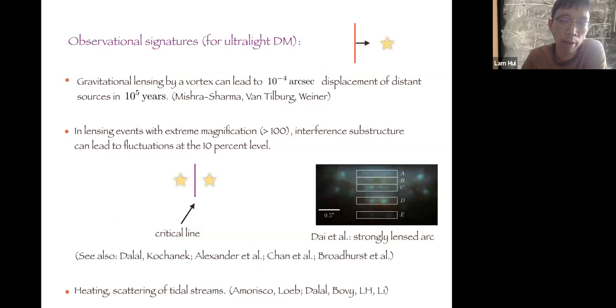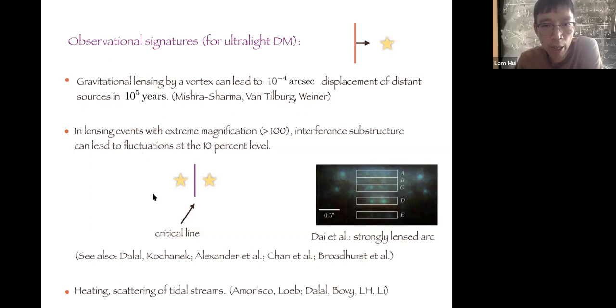Okay, so I want to end with some very brief discussions of observational and experimental signatures. Observational signatures: if the wave dark matter is actually ultralight, the de Broglie wavelength is long enough that you can actually see its manifestation in astronomical data. And primarily, I would say there are two ways to see it. One way is to see it in the form of gravitational lensing.